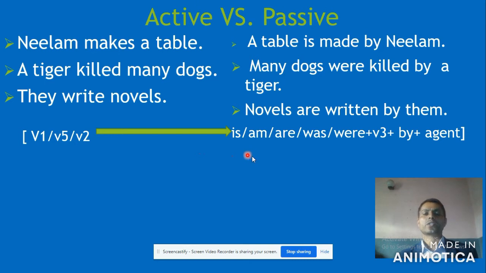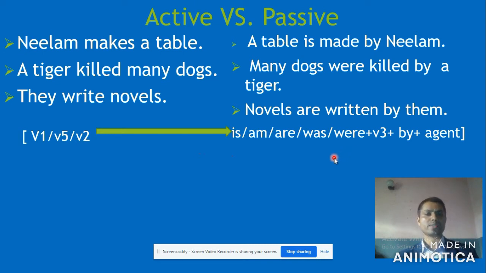So if the sentence is in simple present tense, use either is, am, or are. If the sentence is in past tense, use either was or were. Then verb 3 plus by plus agent. In this pattern you have to put your sentence, because of that you will be able to produce correct passive sentences, right?